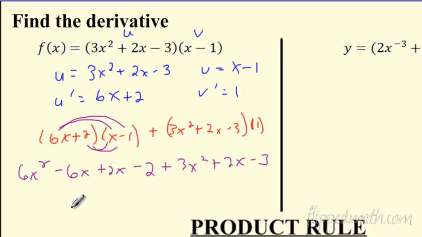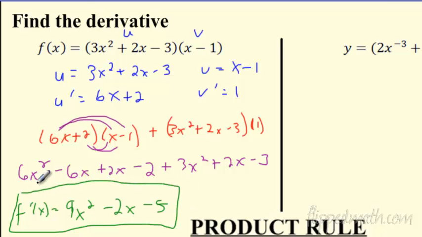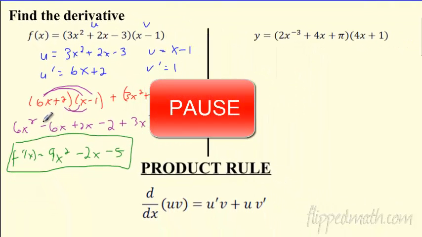So I've got what? 9x squared, and how many x's? Minus, plus, and plus. Is that minus 2x? Negative 6 plus 2, and then do your numbers. We've got minus 5. So the derivative of this one is 9x squared minus 2x minus 5. Awesome. Why don't you pause it, try the next one on your own, and see how that goes.